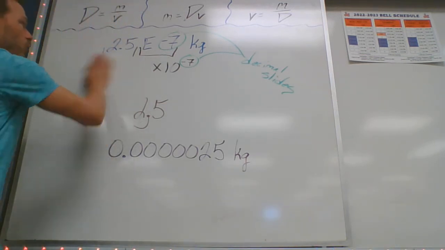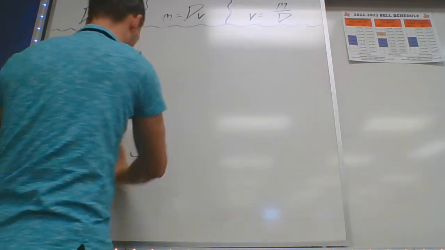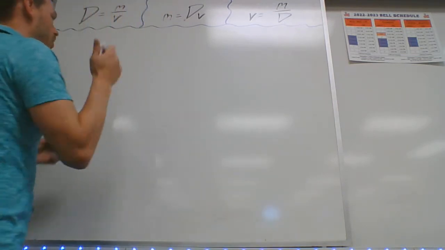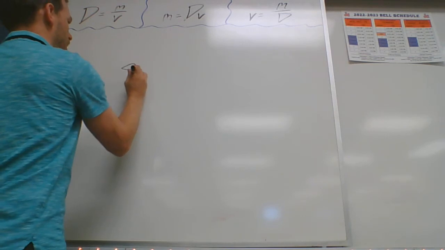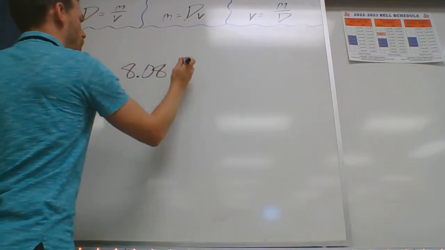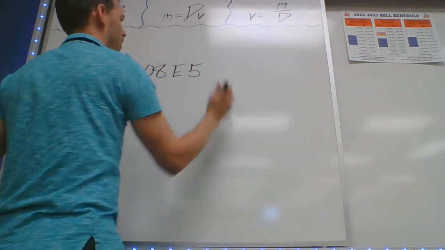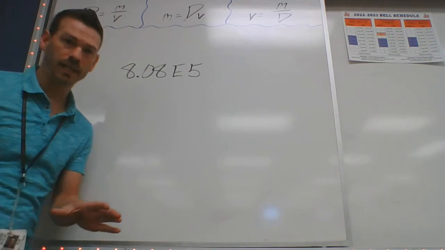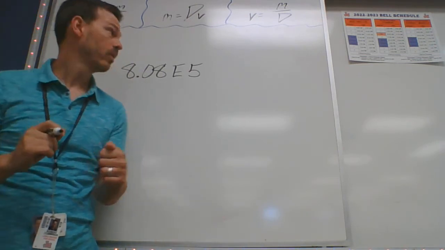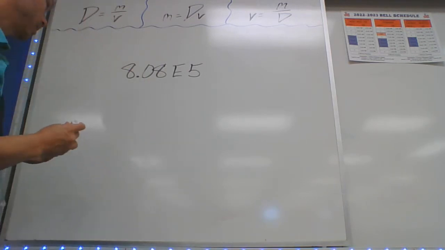So looking at one that uses a positive exponent. Let's go 8.08 E5. You'll notice a couple things here. First off, 8.08 is between 1 and 10. Has to be. The E means times 10, and the 5 will be decimal slides.